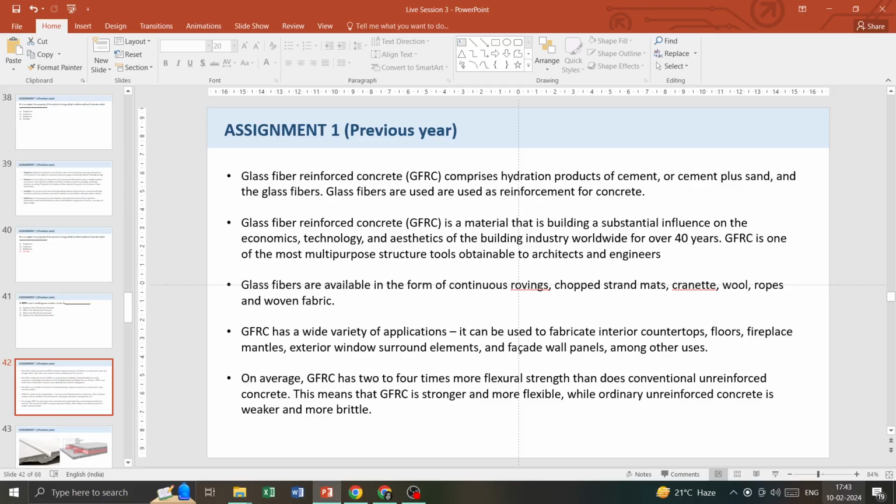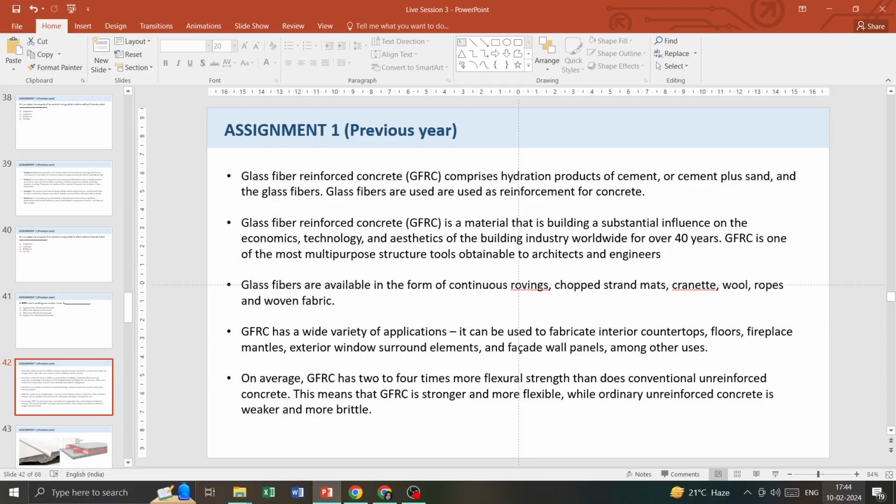And glass fibers are available in the form of continuous rovings, chopped strand mats, tri-net wool ropes, or woven fabric. So glass fibers are actually fibers which can be available in the form of ropes, wools, strand mats, or a woven fabric. I'll show you an image and then you will get the clarity of what it actually is. GFRC has a wide variety of applications. It can be used to fabricate interior countertops, floors, fireplace mantles, exterior window surrounding elements, facade wall panels, and others.